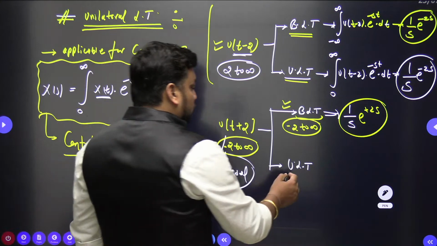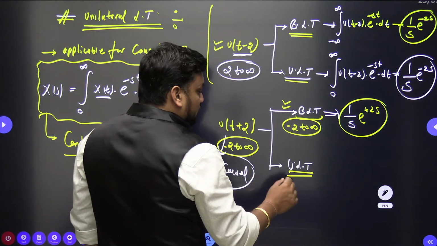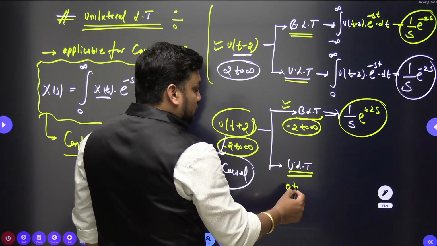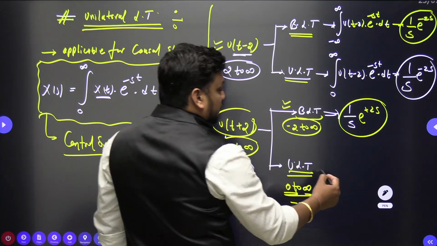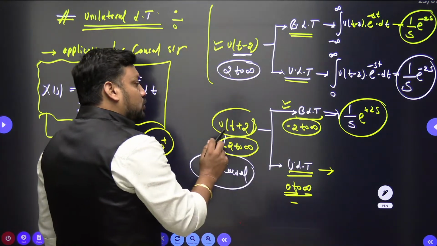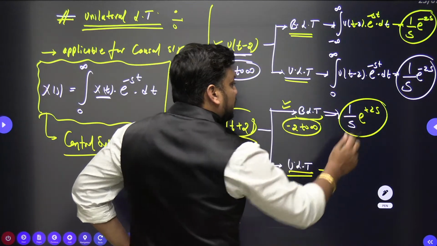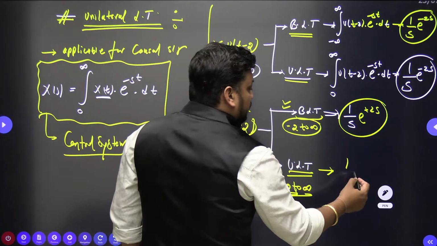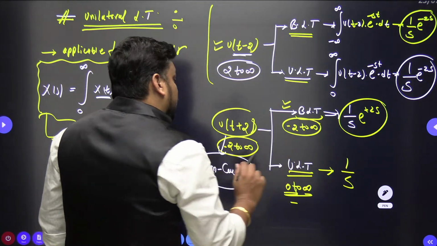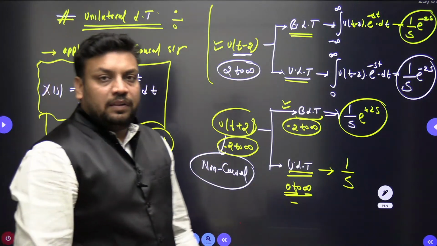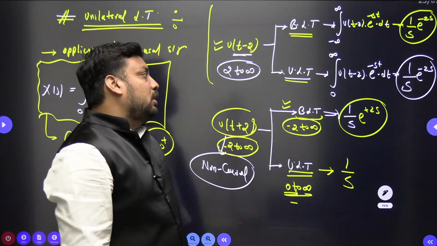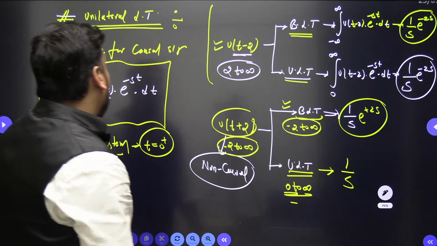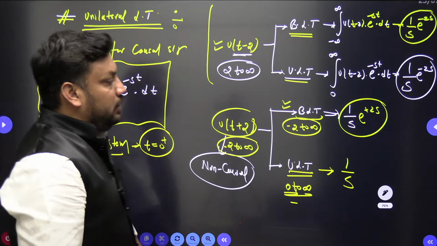So if I talk about the unilateral Laplace transform, this time, because the function has limit -2 to infinity, but this will only allow the limit from 0 to infinity only. So for u(t+2), the bilateral Laplace transform is (1/s)e^{2s}, and the unilateral Laplace transform is nothing but 1/s only. So if the signal is a non-causal signal, then you can feel the difference between the BLT and ULT. But if the signal is causal, then its BLT and ULT answers will remain the same. I hope you know the basic difference between the BLT and ULT.